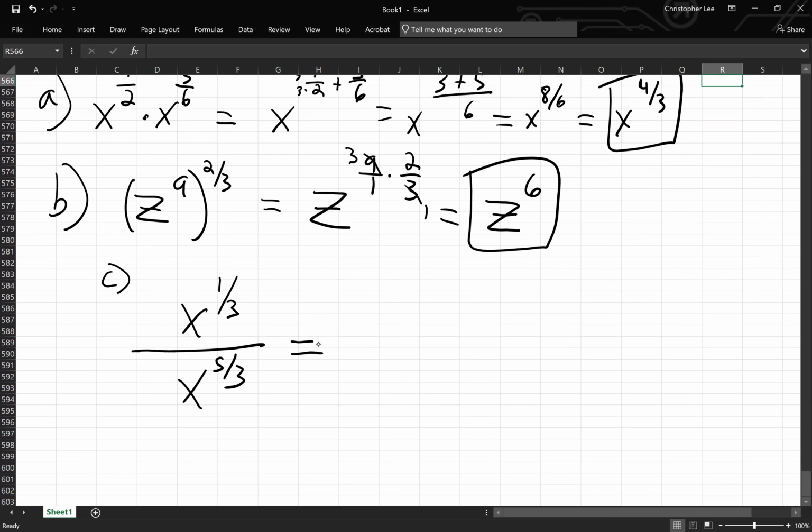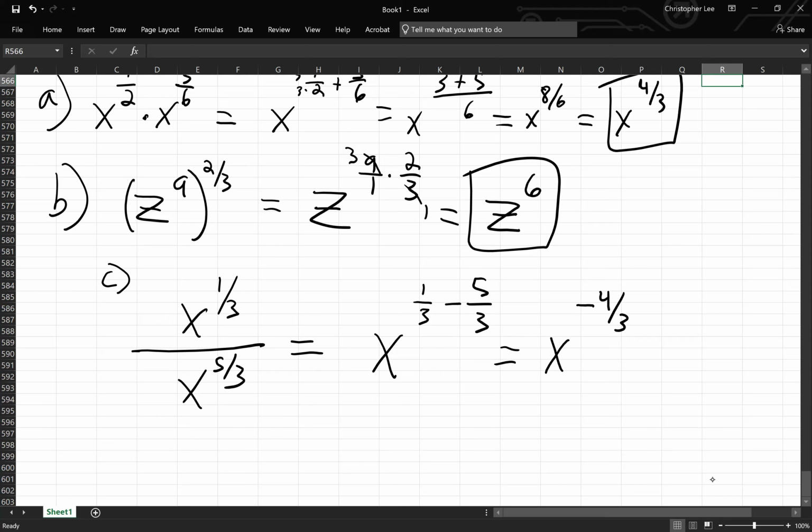Whenever I divide exponents, what do I do to the powers? What operation? Say it again? Subtract, right? So this becomes x to the top minus bottom, 1/3 minus 5/3, right? And then just go straight across. 1 minus 5, this is negative 4 over 3, right?